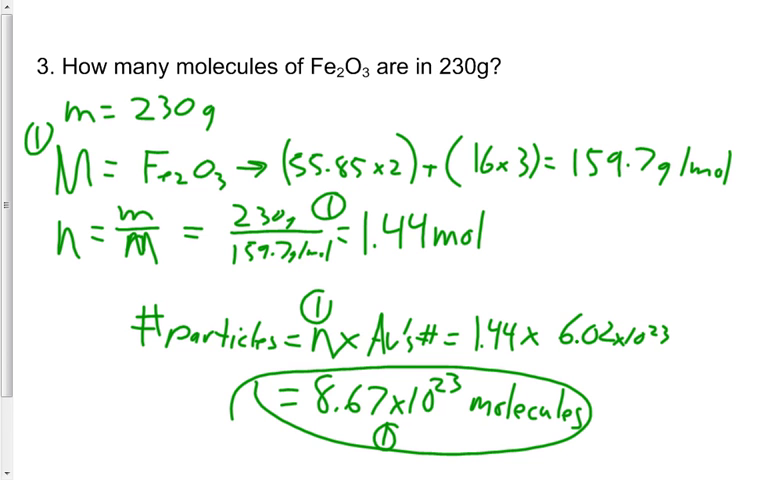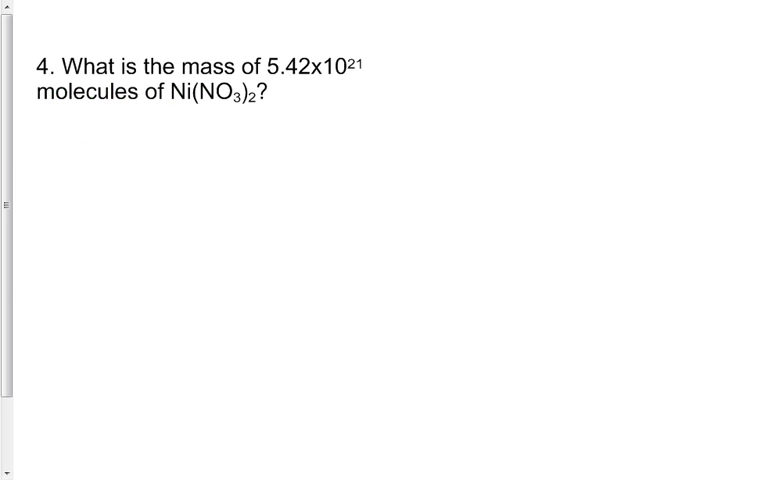All right. For number 4, we are looking for the mass of 5.42 times 10 to the 21 particles of nickel(II) nitrate. Now, is that more or less than 1 mole, just looking at that number? Less. In fact, it's on the order of less than 100th of a mole. 1 mole is 6.02 times 10 to the 23. This is 10 to the 21. That's 2 decimal places back. That's 100 times less. Yes?